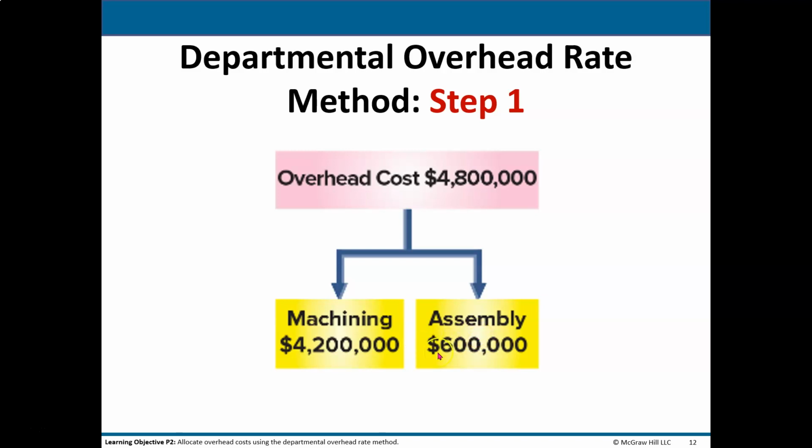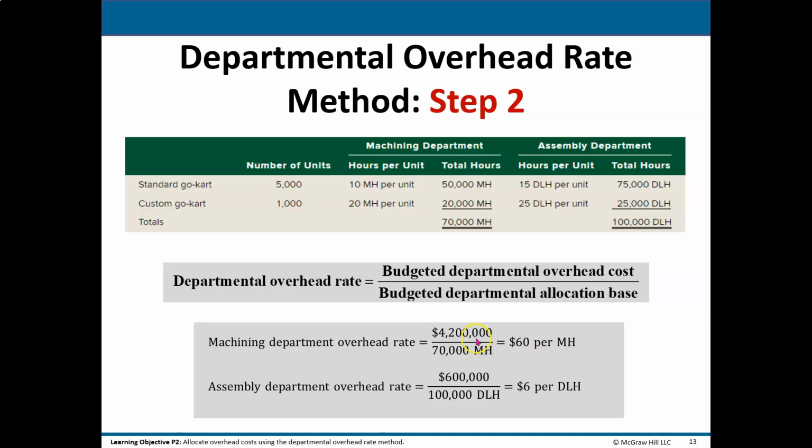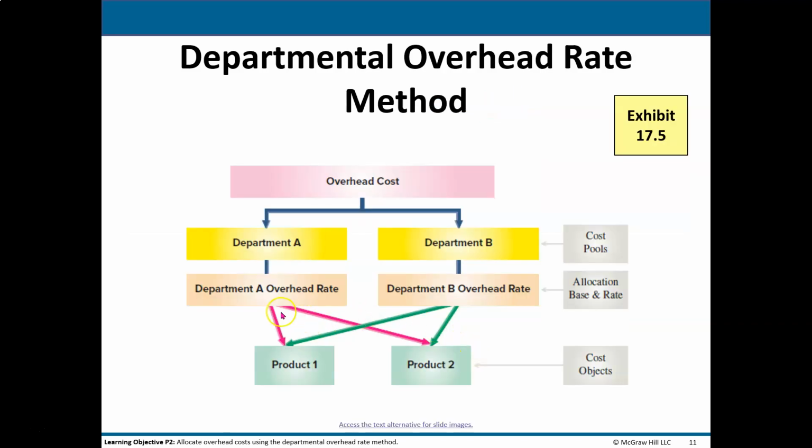Then in the assembly department, I'm going to take that $600,000 of overhead and divide that by the number of labor hours that we expect to incur in this period in the assembly department, and only in the assembly department, to allocate my overhead for that department. And as we go back here, you'll see that each product will get overhead allocated from Department A and Department B for product 1, and then product 2 will get department overhead rate from A as well as B.